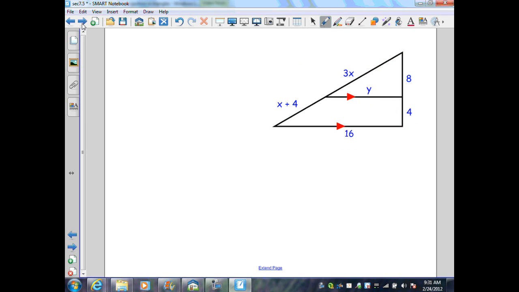Our next example, again, I always like to use the scale factor, but since this is the side splitter, I'll use that as an example and then go right on to the scale factor. So here's side splitter.